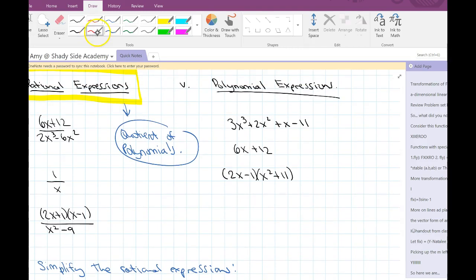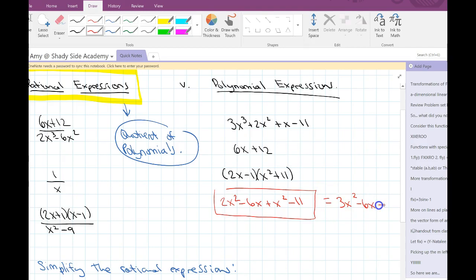If you were asked to simplify this polynomial expression, you would simplify by combining like terms: 3x squared minus 6x minus 11. And you'll notice you never had to state any restrictions on x. You never had to state the values that x can be. And the question I have for you is, why is that? The reason is that for a polynomial expression and polynomial functions, there is no value that x cannot be, because the domain is all real numbers.